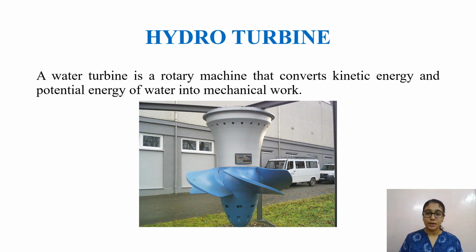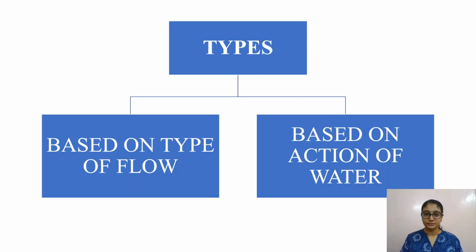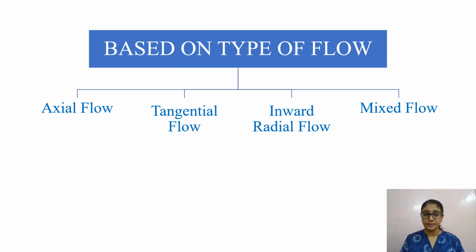In hydroelectric power plants, water turbines are used as prime movers and their function is to convert the kinetic energy of water into mechanical energy, which is further utilized to drive the alternators generating the electrical energy. Turbines can be classified into two types, based on the type of flow and based on the action of water. First, based on the type of flow, turbines can be classified into four types.